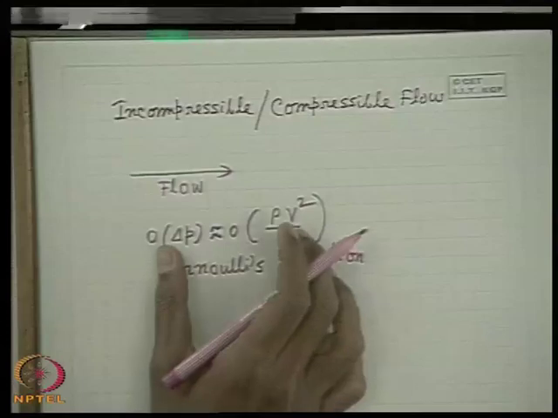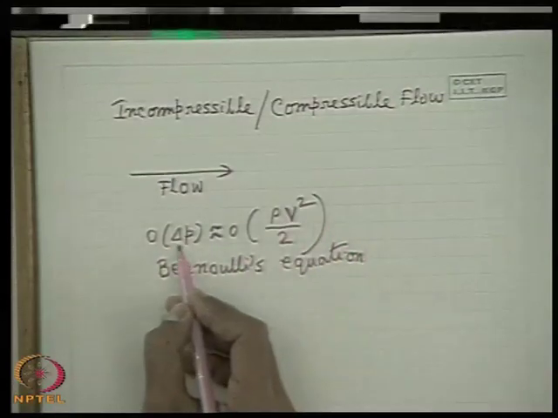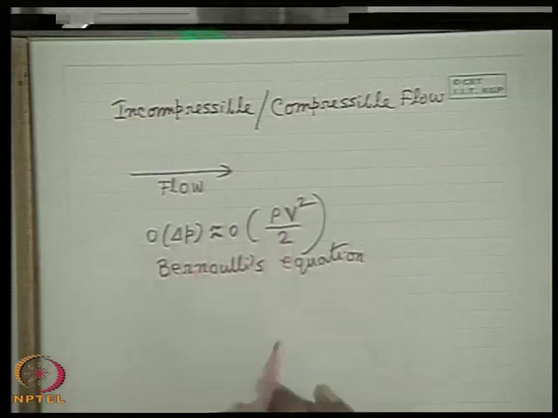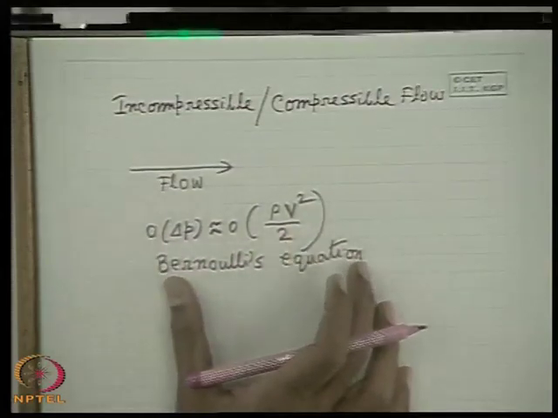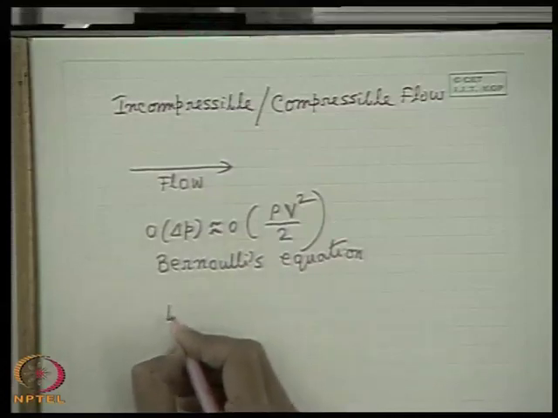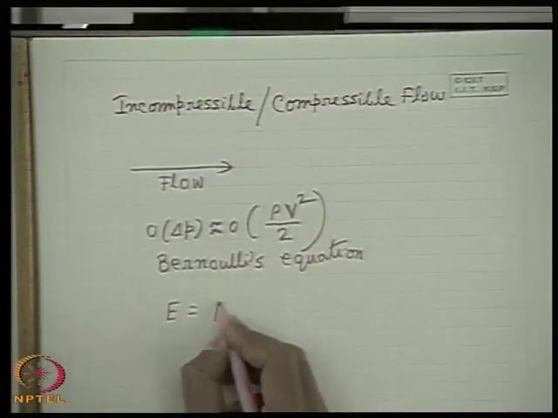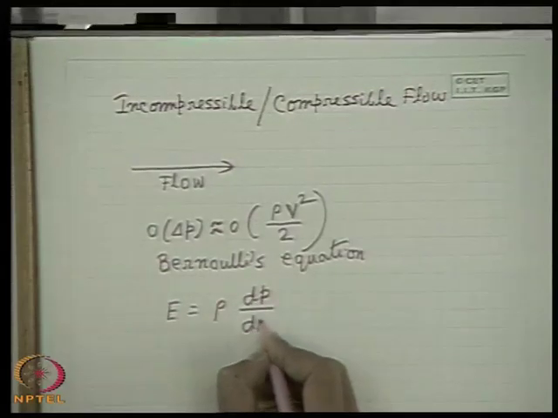How does it relate? It is true qualitatively that the more the flow velocity, the more will be the pressure difference caused by the flow. So now if we use this simple relationship from Bernoulli's equation or Bernoulli's theorem in our definition of E, you see what is the definition of E? E is rho dP by d rho.